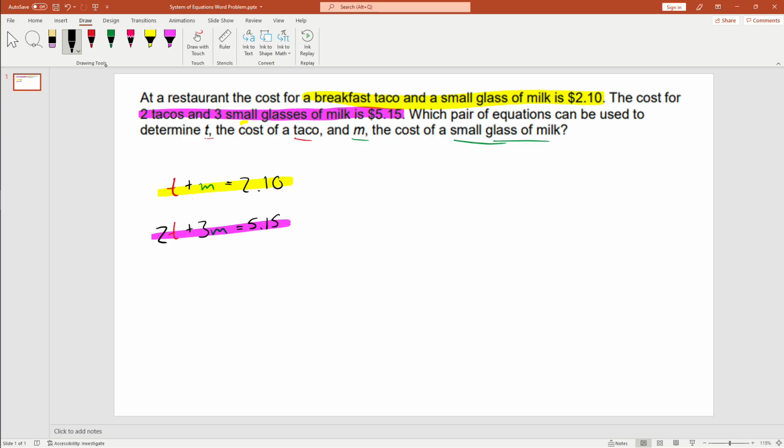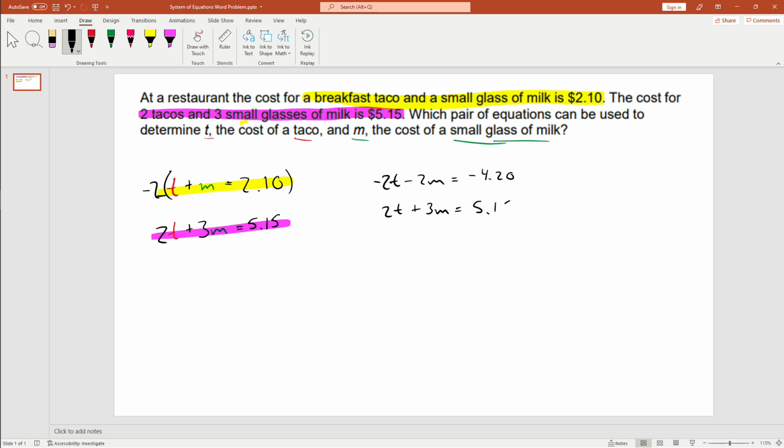Remember, in elimination, we need to create some kind of additive inverse. I'm going to look at this 2t and try to get an additive inverse for 2t. The opposite of 2t would be negative 2t. Let's multiply the entire top equation by negative 2 to now get negative 2t minus 2m, and that equals negative $4.20.